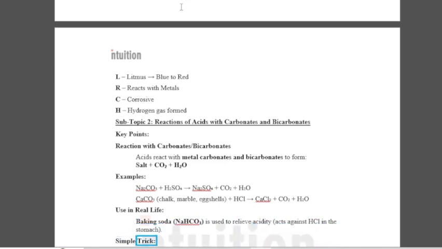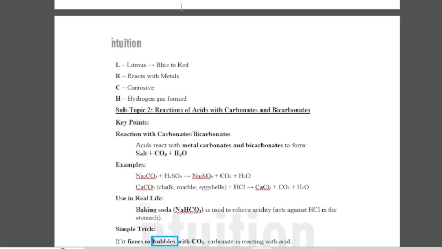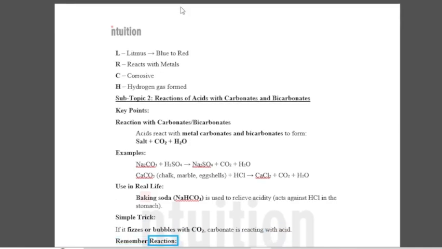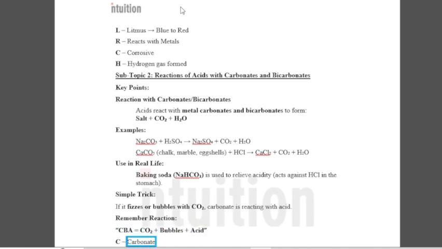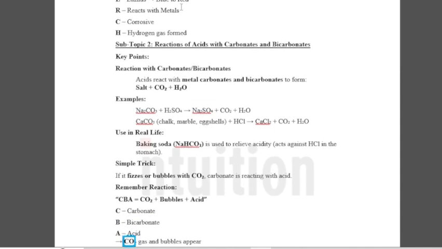Simple trick: if it fizzes or bubbles with CO2, carbonate is reacting with acid. Remember reaction: CBA is CO2 plus bubbles plus acid. C: carbonate, B: bicarbonate, A: acid, CO2 gas and bubbles appear.